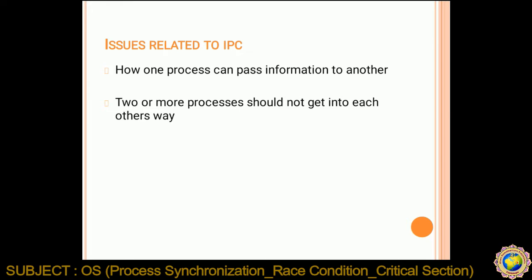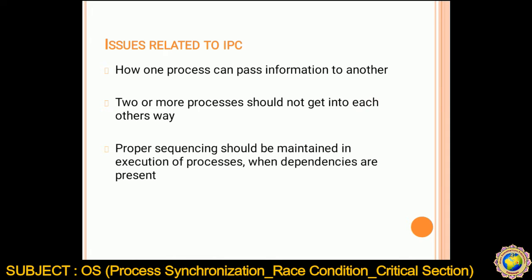Next, two or more processes should not get into each other's way. Suppose one process is printing some document on the printer. Meanwhile, some other process comes which also wants to print something. But it should wait till the first process finishes its printing. Thus, the second process should not come in the way of the first one. So this is the second issue related to IPC.